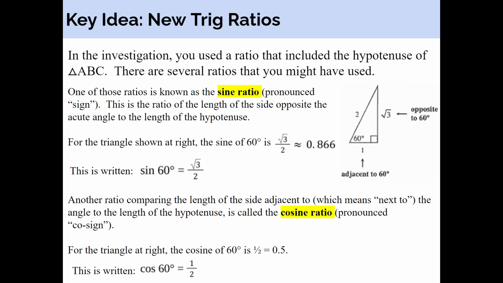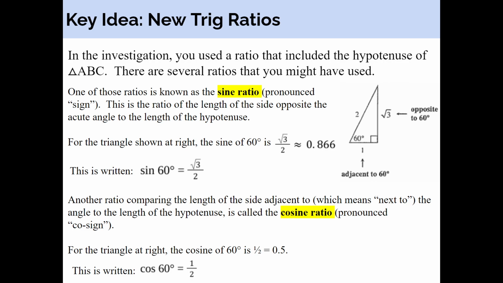So look at that picture. 60 degrees is where we're looking from. That would make the 1 the adjacent side and the square root of 3 the opposite side. So if you follow along with the fractions we're getting, sine of 60 means opposite over hypotenuse. That's why we would get the equation sine of 60 equals square root of 3, which is the opposite side, over 2, which is the hypotenuse.